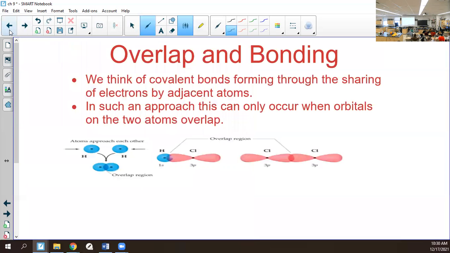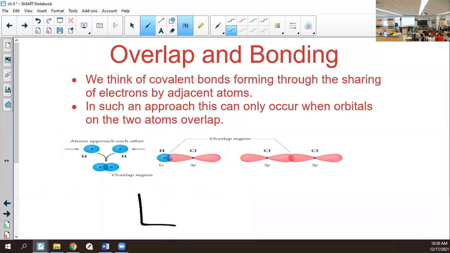Okay. This will come together in a few slides. It may be tricky at first, but it's not that bad. Overlap and bonding. This really goes to the later part, but it has to be said here first too. We think of covalent bonds forming through the sharing of electrons in adjacent atoms. Like we've said this before.